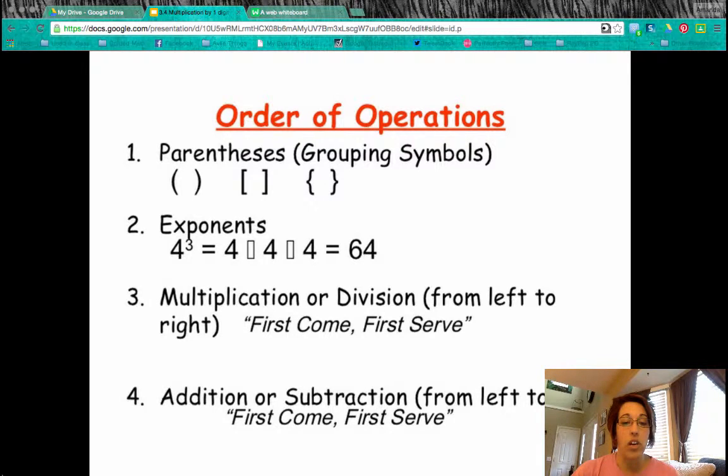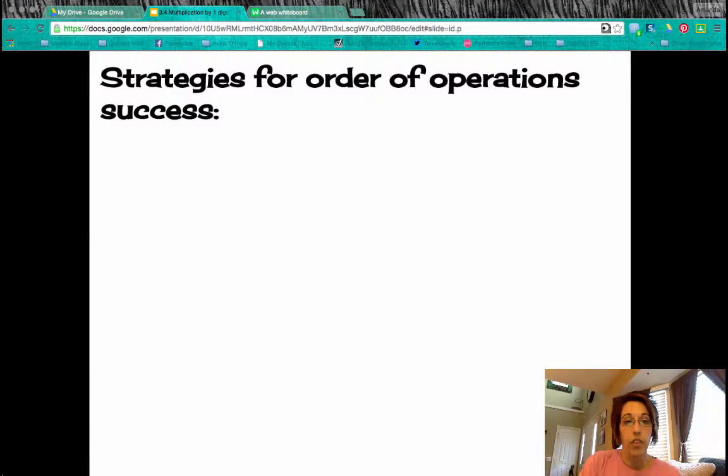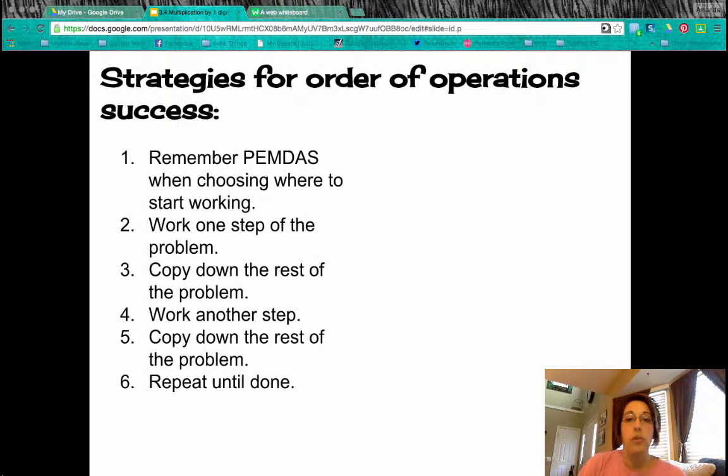And then step 4 is our addition or subtraction. Again, that's left to right, just like the multiplication or division. It's first come, first serve. So let's look at our strategies for order of operations success. First, remember PEMDAS when choosing where to start working. You are going to work one step of the problem at a time, copy down the rest of the problem, work another step of the problem, copy down the rest, and repeat that process until you are done.